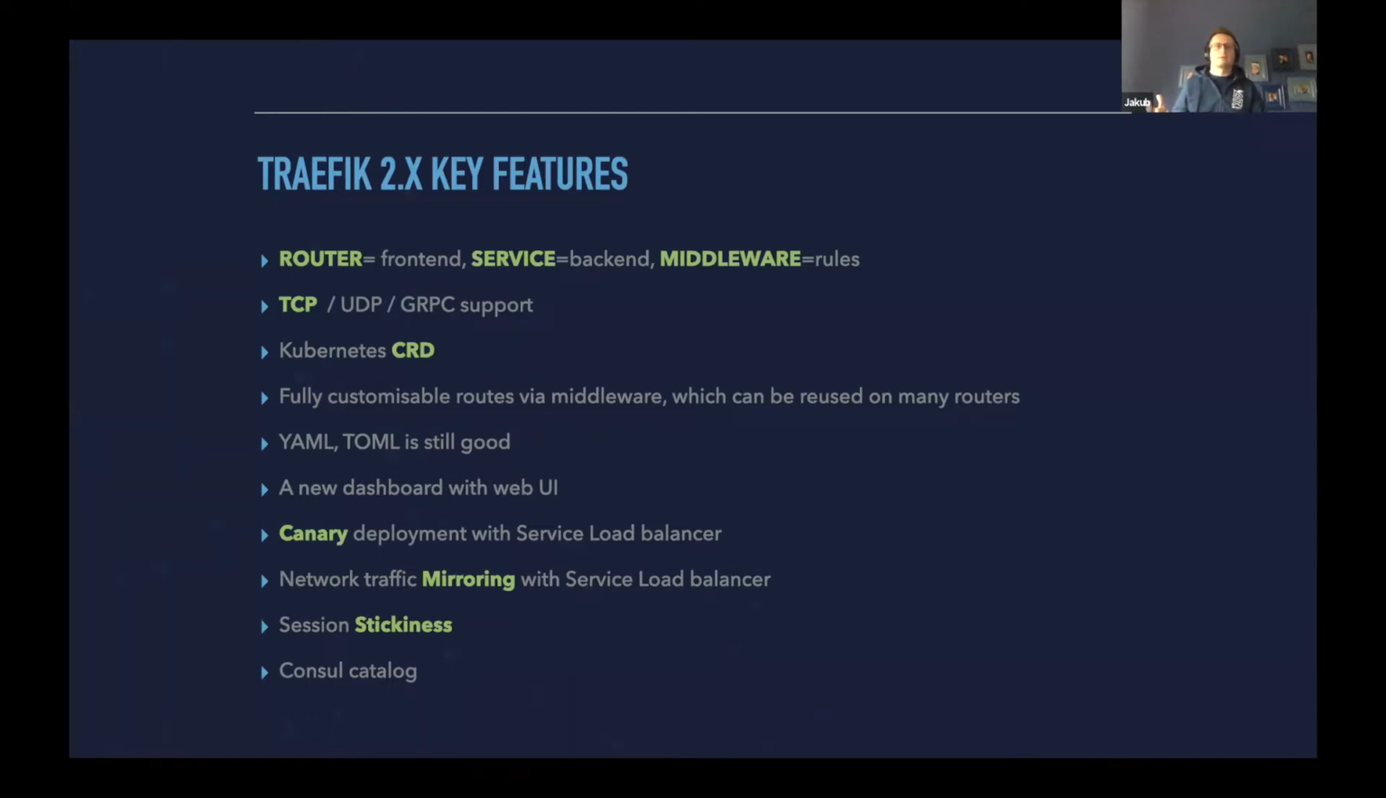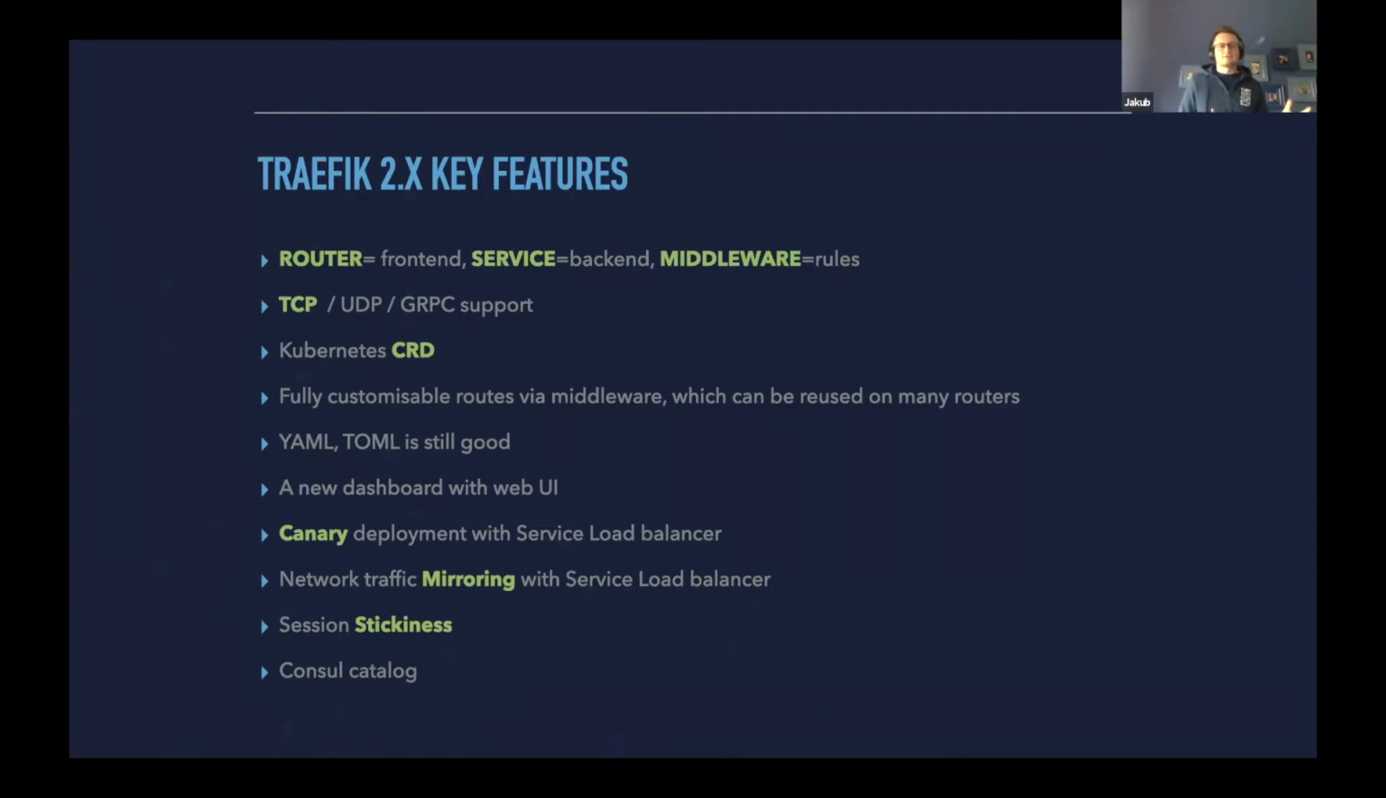If you remember our previous presentation, we talked about the migration from version 1 to version 2, and there are a lot of changes. First of all, what has been implemented is the renaming of front-end, back-end, and rules. Front-end refers to router, back-end refers to service, and rules refers to middleware. This is the very major change that you have to understand, and you have to update your configuration using Brian's advice from the previous presentation.